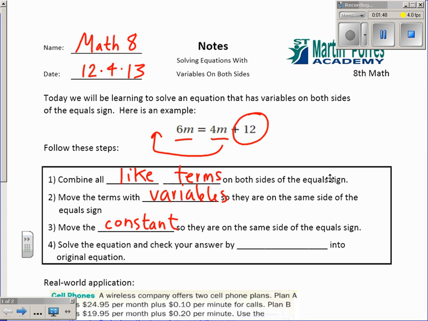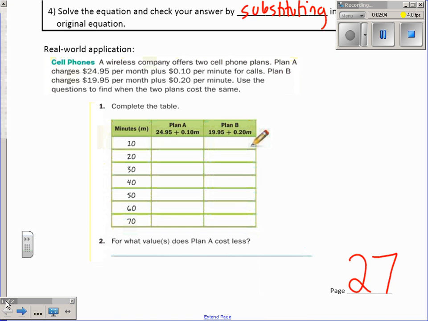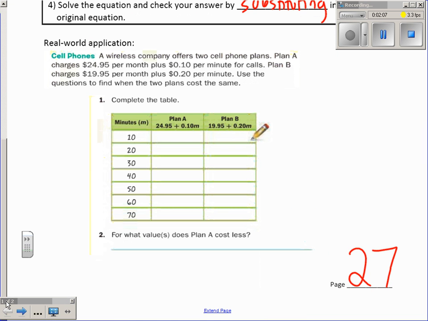Then you solve the equation and check your answer by substituting your answer into the original equation. Don't be lazy. Take your answer, plug it back in, see if it makes sense. That way you know if you got the answer right for sure. All right, so I think that's it for the front side. Again, I didn't even say it, this is page 27 of your notes.